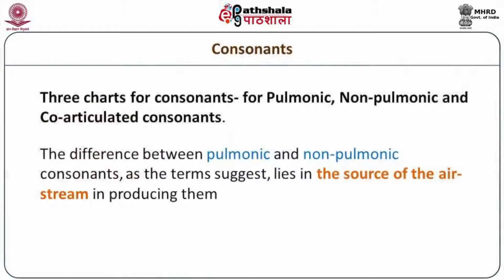Now let us turn to the chart for the consonants. There are three charts for consonants: for pulmonic consonants, for non-pulmonic consonants, and for co-articulated consonants. The difference between pulmonic and non-pulmonic consonants, as the term suggests, lies in the source of the air stream in producing them. Pulmonic sounds are produced with the air coming out from the lungs, and non-pulmonic sounds are those which are produced from the air from the rest of the vocal tract.